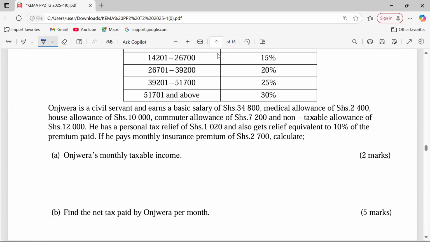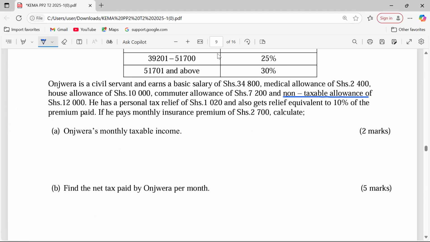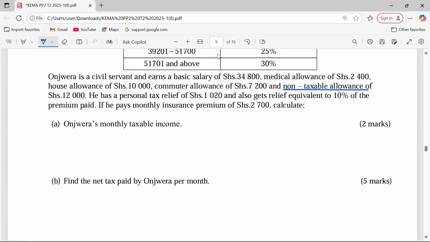Could be this is now a hardship allowance. In most of the cases, the hardship allowance is never taxed. So this one is non-taxable. He has a personal tax relief of 1020 Kenya shillings and also gets relief equivalent to 10% of the premium paid. If he pays a monthly insurance premium of 2,700 Kenya shillings, calculate in part 1, Onjera's monthly taxable income.